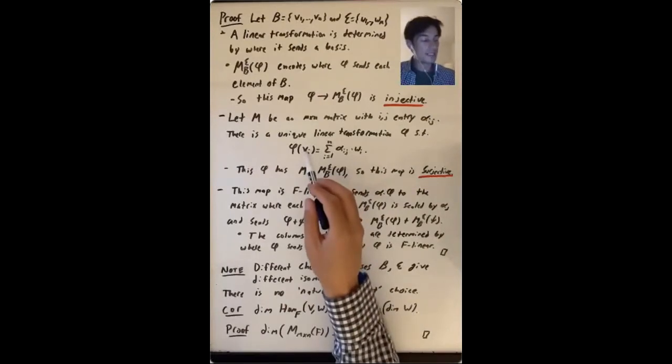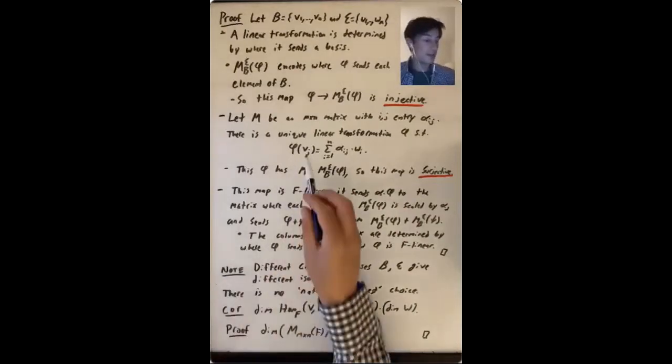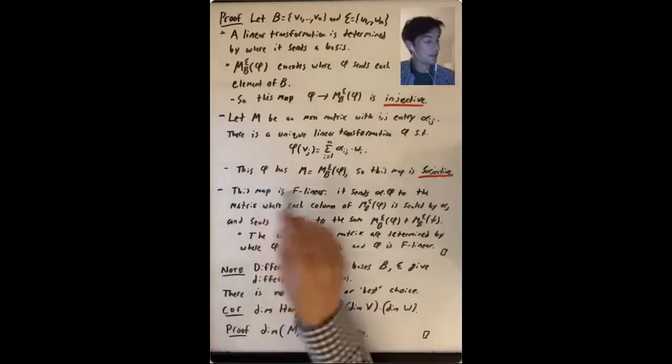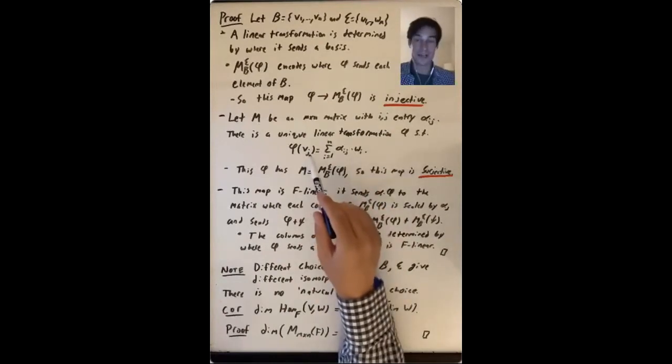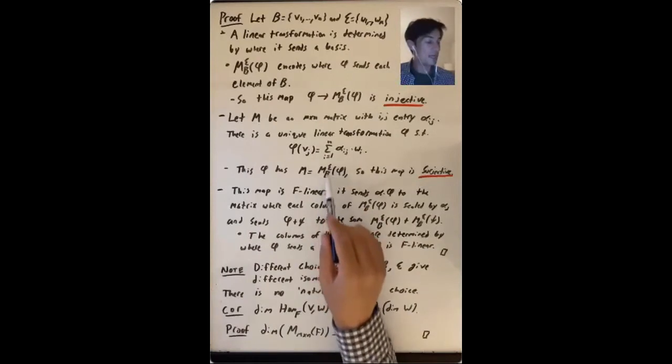like, if I know where I send V1 and V2, then I know where I send V1 plus V2. And I know where I send any linear combination of V1 and V2. So because every element in V is a linear combination of your basis vectors, if you know where you send your basis vectors, you know the entire linear transformation. So if we make this particular choice of where to send the basis vectors, then this linear transformation has M_B^E(phi) equal to M.